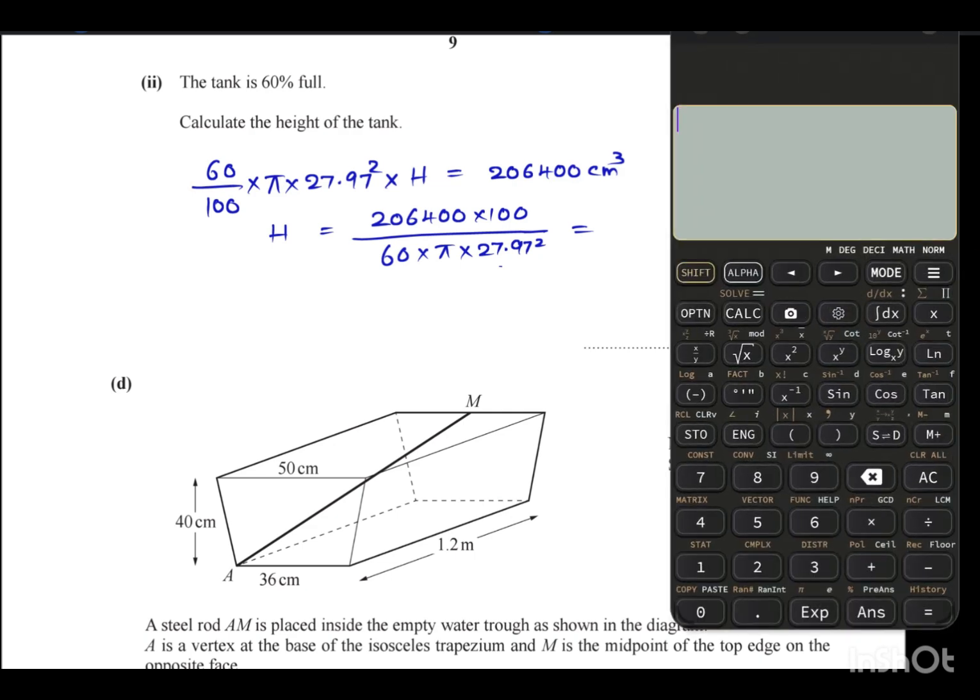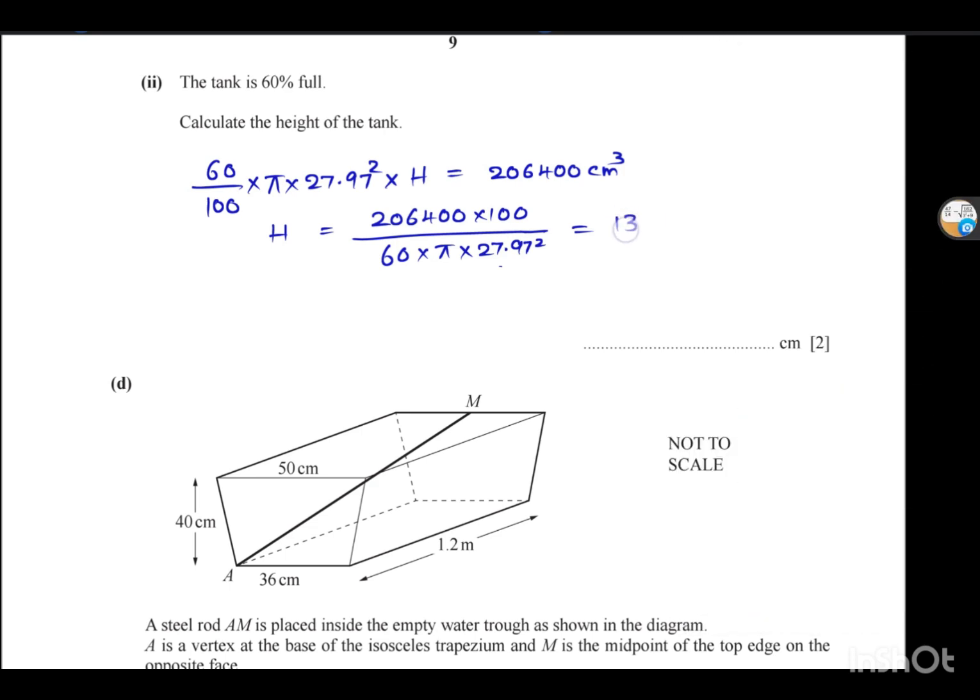Find out 206,400 multiplied by 100 by 60 into pi into 27.97 square, we get 139.966. 139.966 centimeters. So we can round that to 140 centimeters. This is the answer. Question D now.